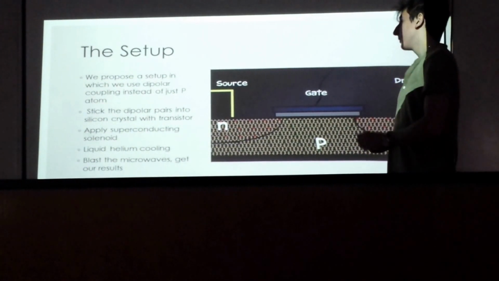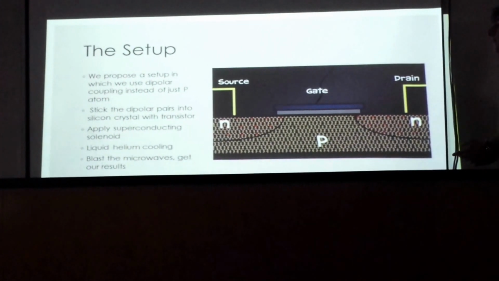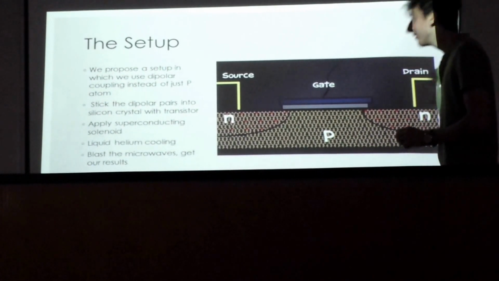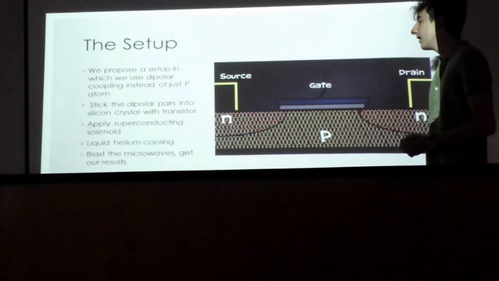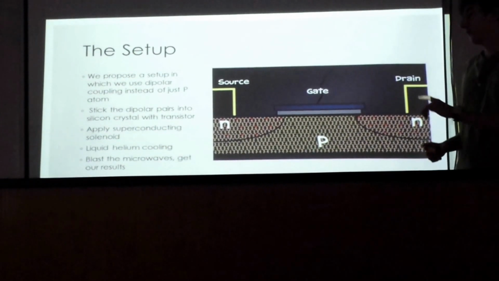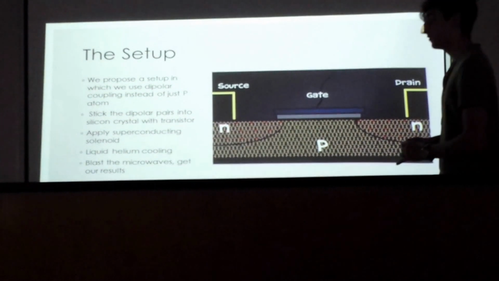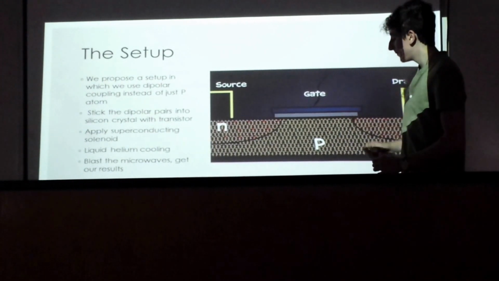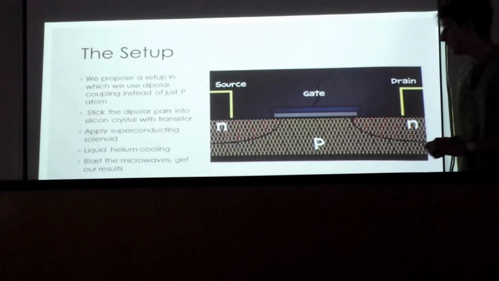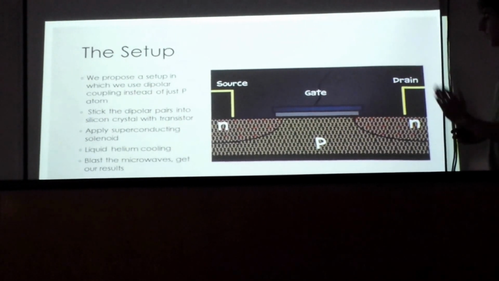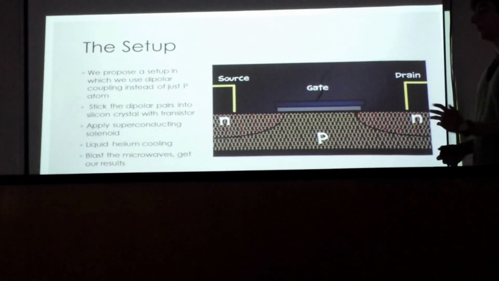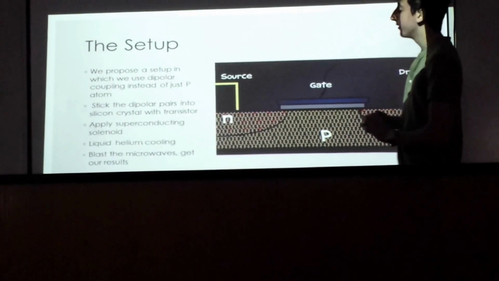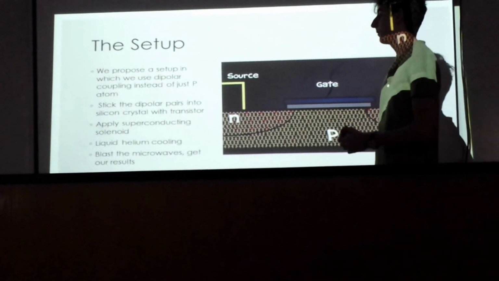Okay? So basically what we're going to do is insert the dipole pairs into the silicon crystal with a transistor, and then we're going to apply a superconductor. The superconductor is what's going to give us our magnetic field. The magnetic field is going to make the phosphorus atoms line up, their magnetic dipoles line up, and that's how we can generate a qubit. And we're going to cool them to very low temperatures using liquid helium.